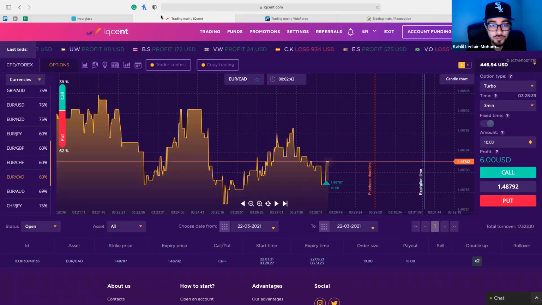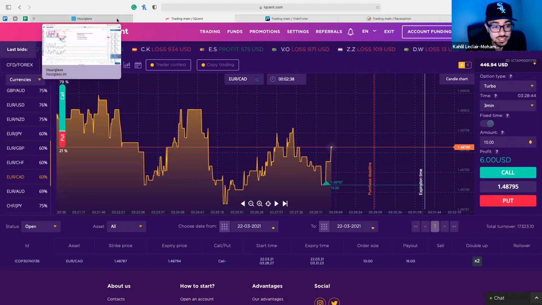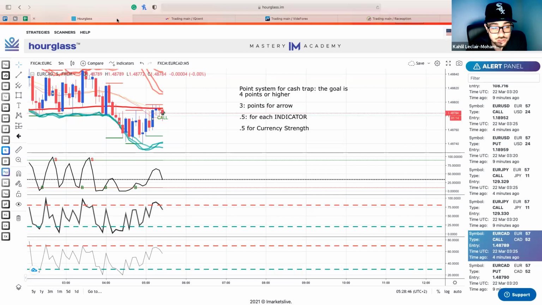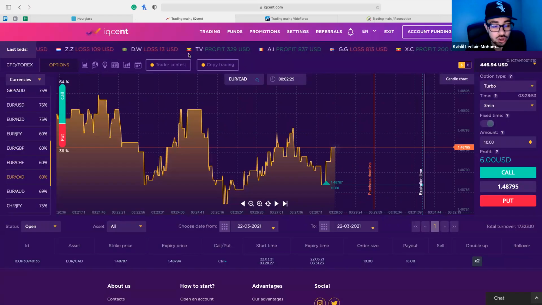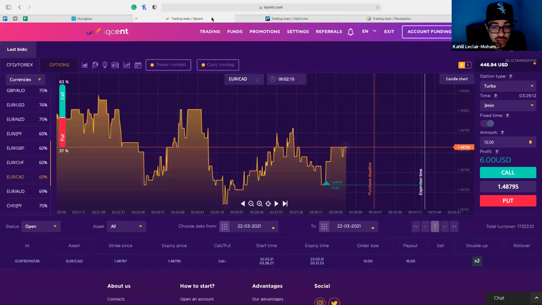You are putting yourself in a position to only win 3 to 4 out of 10 times. Write that down. If you only take the trades with the arrow, you are only going to win an average of 3 to 4 times. Okay, I hope everybody is writing these things down.